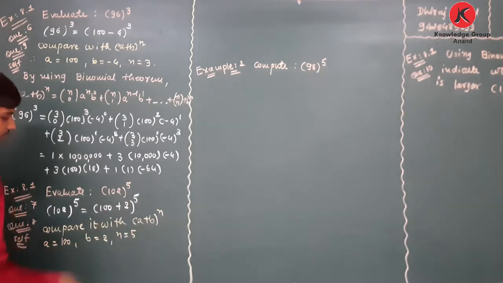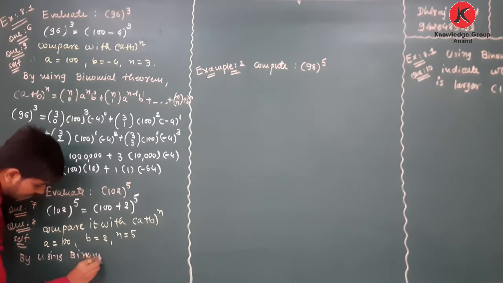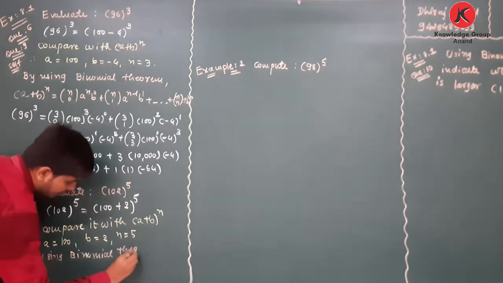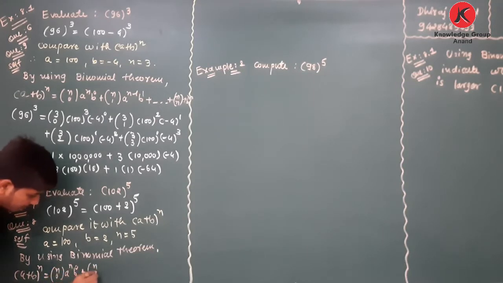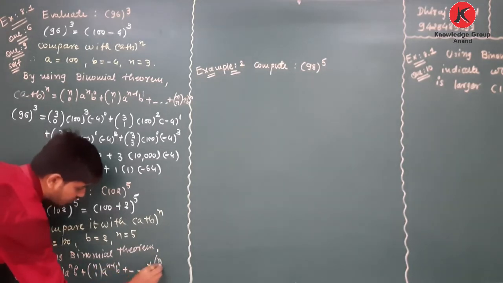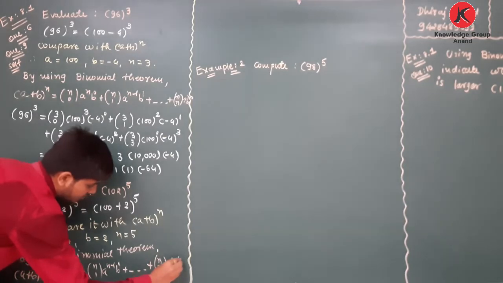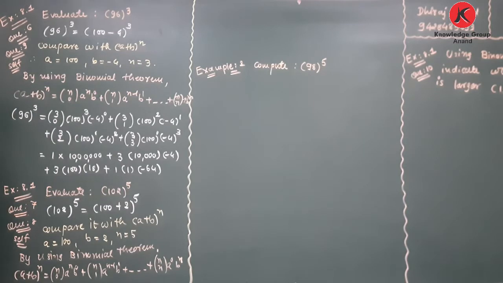Now, by using the binomial theorem, first of all, write down the binomial theorem. What is the binomial theorem? We know that (a plus b) raised to n is equal to nC0 a raised to n b raised to 0 plus nC1 a raised to n minus 1 b raised to 1 plus, up to nCn a raised to 0 b raised to n. Okay, so this is your binomial theorem.